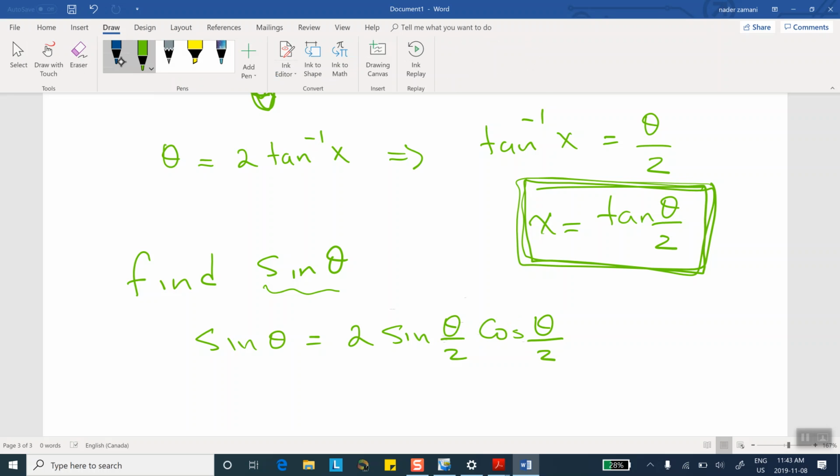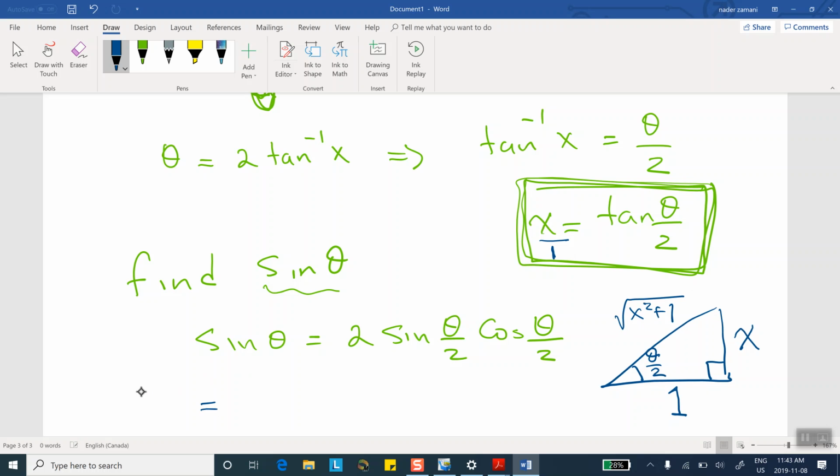This is where drawing that triangle comes in. A right triangle, this angle 90 degrees, this is theta over 2, and that's x over 1, so the opposite is x, the adjacent is 1. Tangent of theta over 2 is opposite, which is x, divided by 1, which is that expression here. Now from Pythagorean theorem, the hypotenuse will become the square root of x squared plus 1.